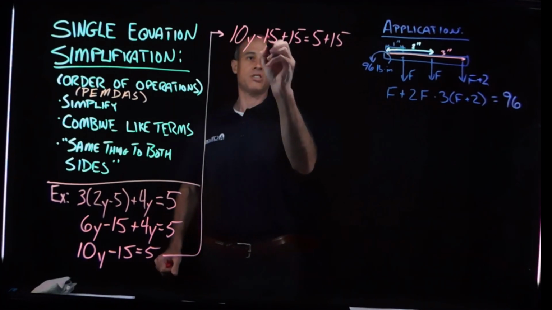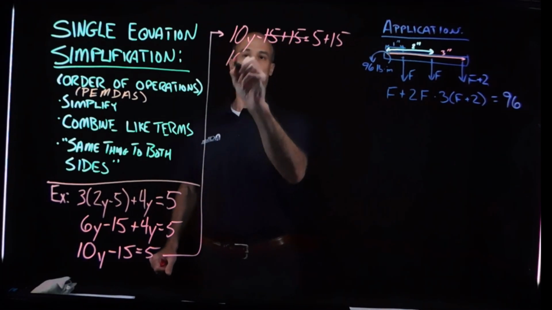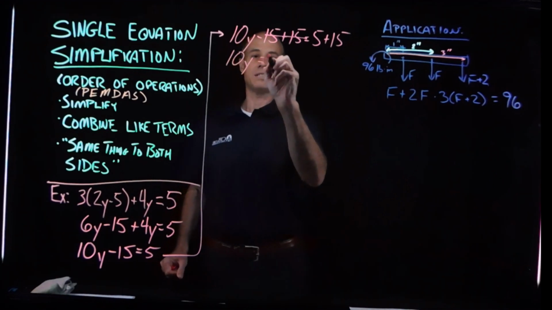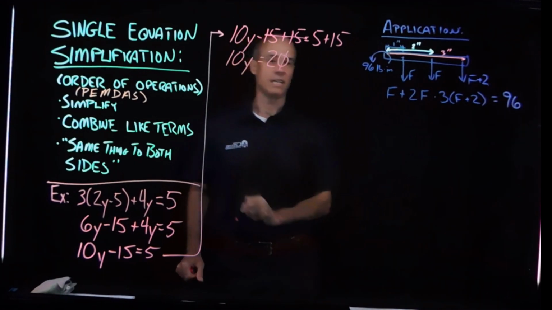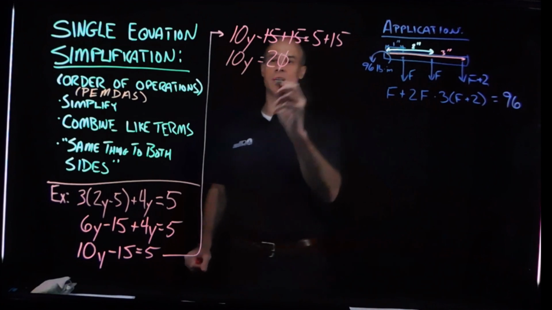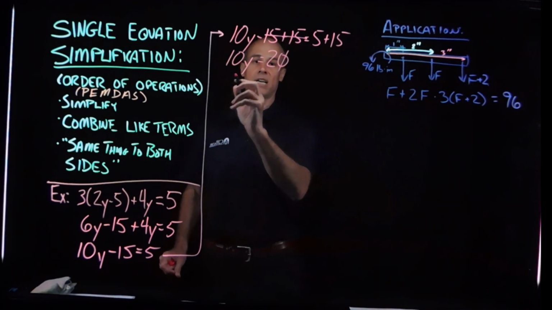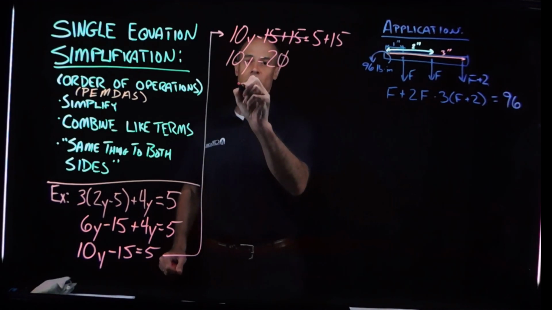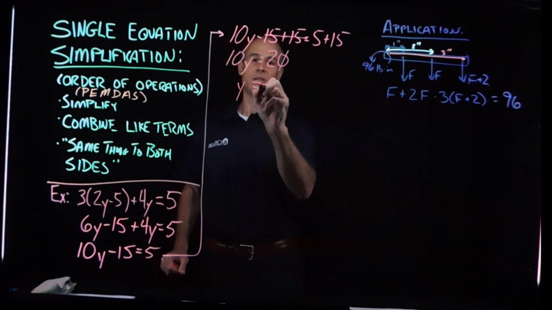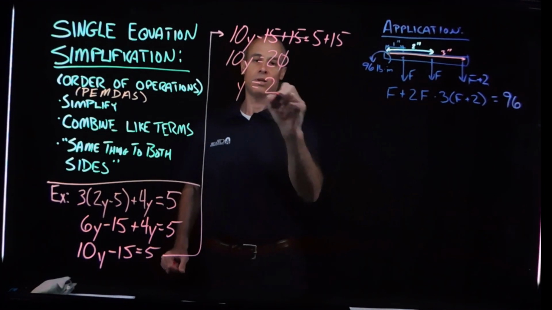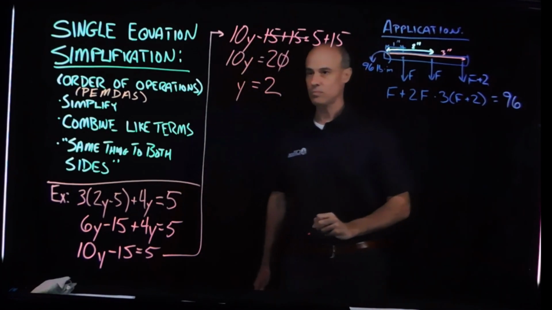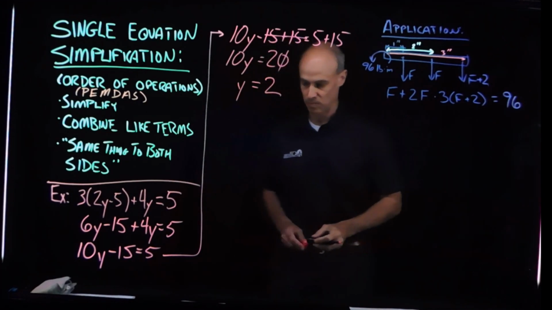Which brings us to 10y is equal to 20. And again, we'll do the same thing to both sides. So we'll divide this by 10, and we'll get y is equal to 2. And that's our solution in this case.